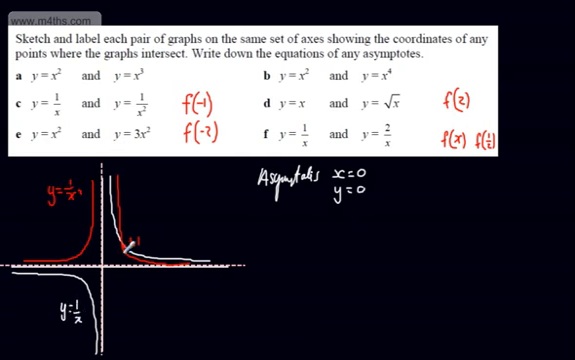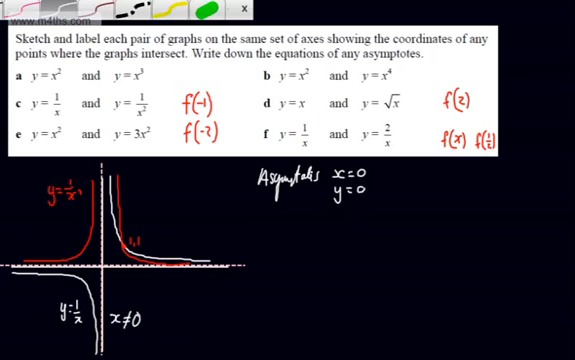Now, we can say that either graph is not defined for 0, and we spoke about that in the last video. So we've got y is equal to 1 over x, where x cannot be equal to 0, and then we've got y is equal to 1 over x squared, where x cannot be equal to 0. We can't divide by 0, it's undefined.